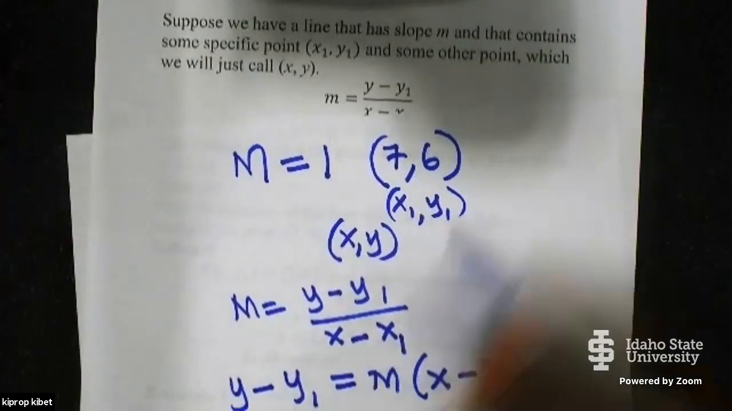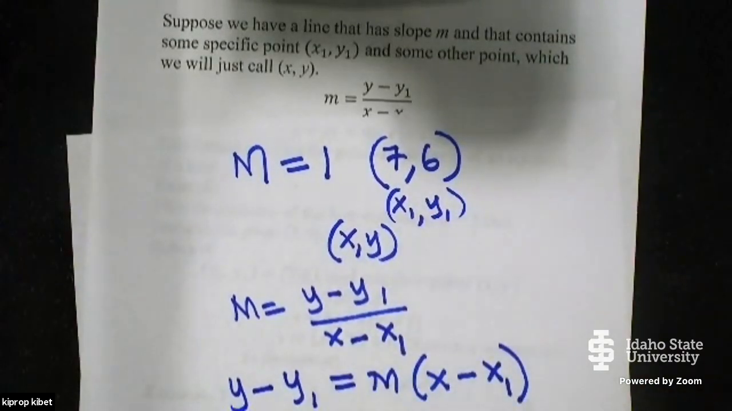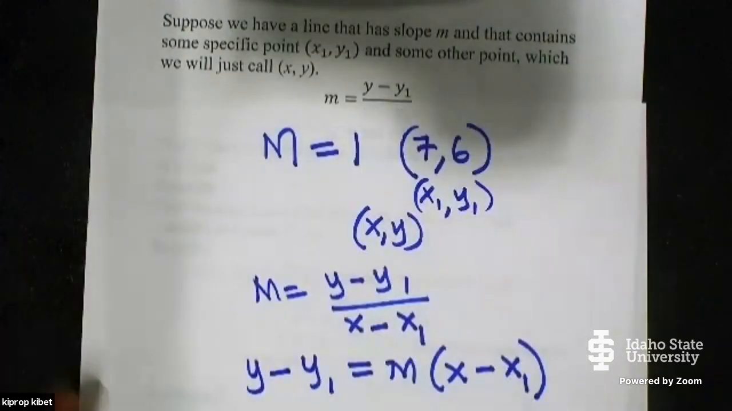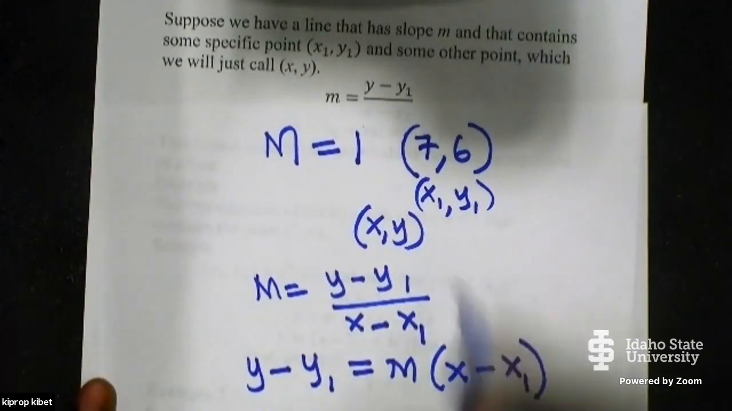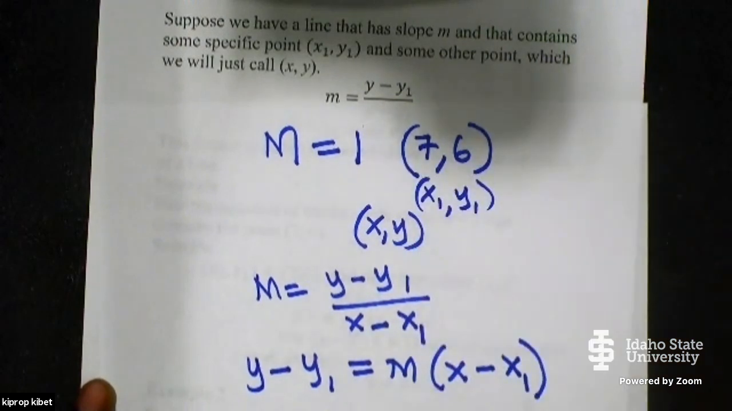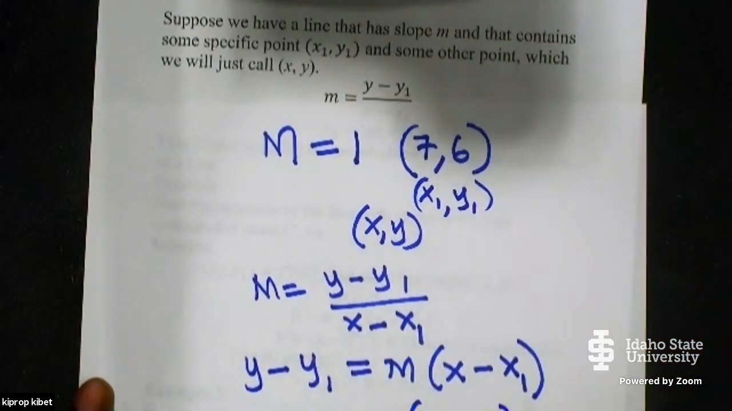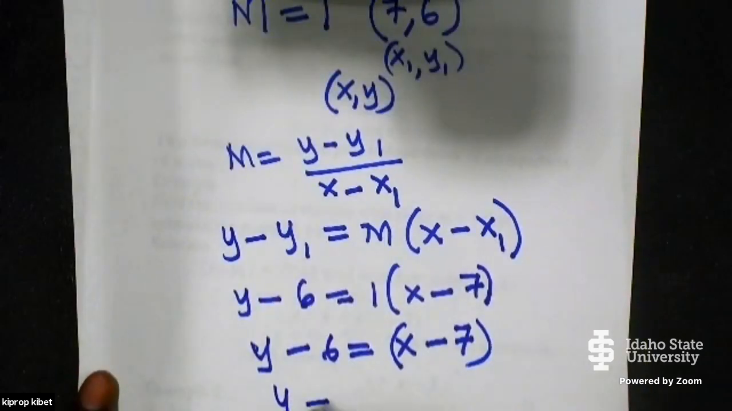So y minus y1 here is what? y1 is 6, equals m, which is what? 1. And then x minus x1, x1 is 7. So y minus 6 equals x minus 7. So y equals x minus 7 plus 6.